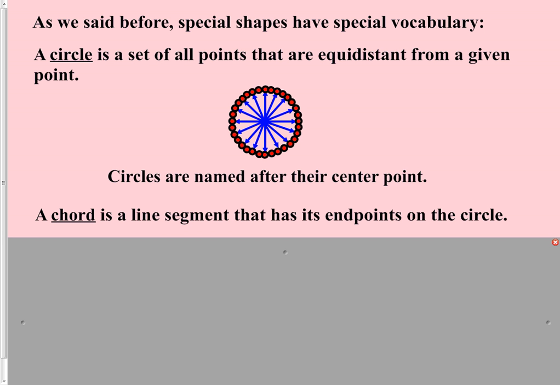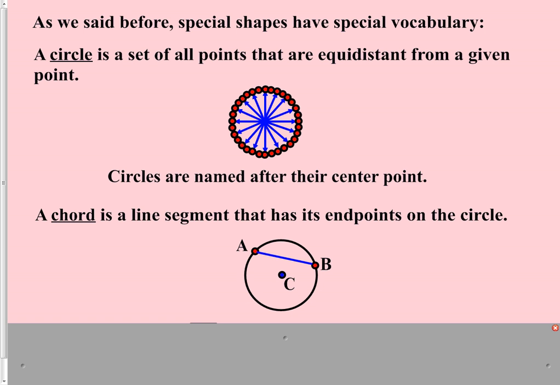The term is chord, spelled slightly differently from what you would be thinking of as a cable being a cord. This one's more like the musical term chord. It's got an H in it, so C-H-O-R-D. And it is a line segment that has its endpoints on the circle. A line segment that has its endpoints on the circle. So here's a diagram that would just exemplify a chord. Certainly not the only one that's out there, but this is one.